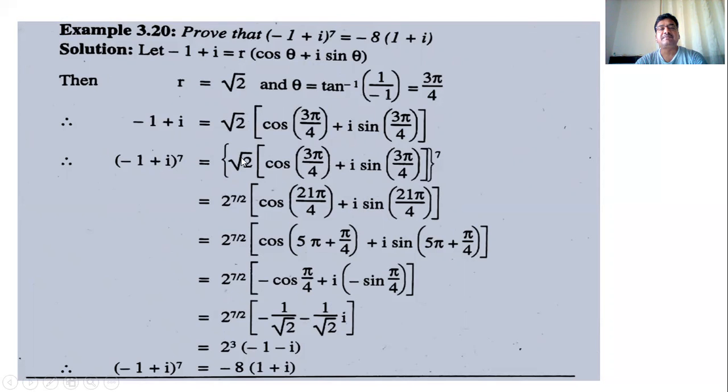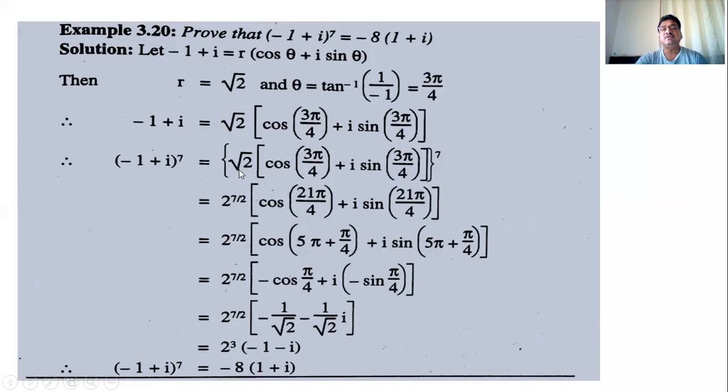And then take the 7th power. So the bracket is raised to 7. Root 2 raised to 7 is 2 raised to 7 by 2. You can find 2 raised to 7 by 2 by using the calculator. So actually root 2 raised to 7 means root 2 into root 2 into root 2, 7 times.